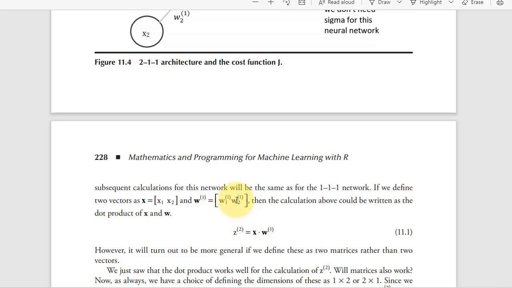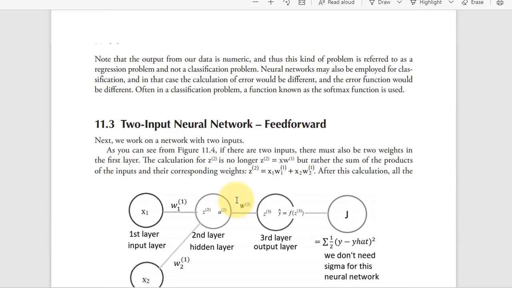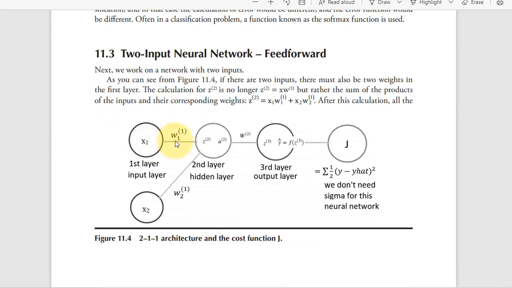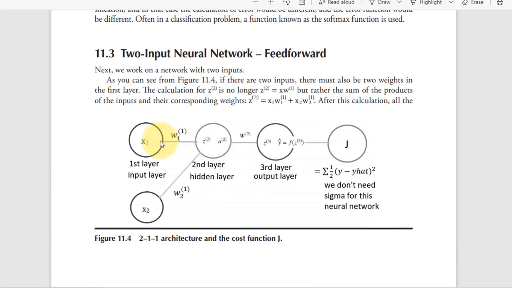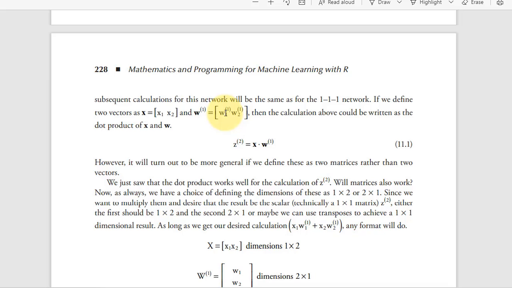And then to get the Z2 here, what do we do? We're going to take this times this plus this times this. In terms of the two vectors, this is a vector x, and this is a vector w. If we take the dot product of the x vector with the w vector, we're going to get exactly what we want: this times this plus this times this. So Z2 here is the dot product of those two vectors.